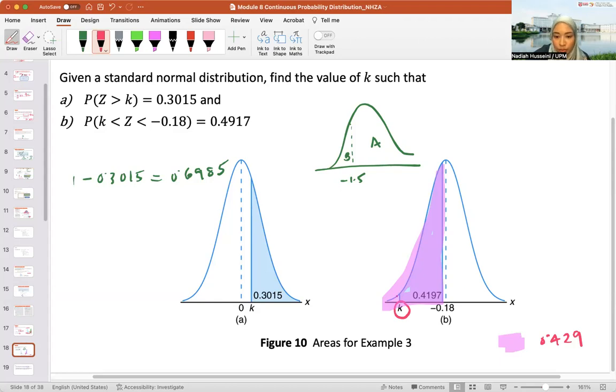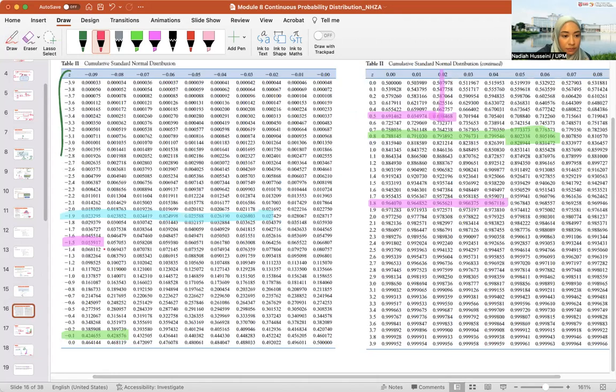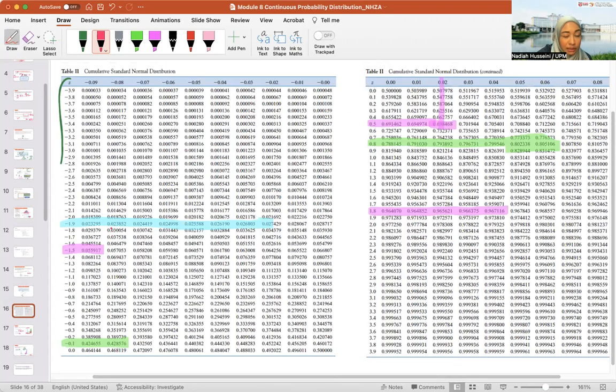And when we do, we will get this region. 0.429 minus 0.4197, so I would get this region as 0.0093. Now I can look using the table to find out what K is. 0.0093. I'm looking at a negative value because K is negative.